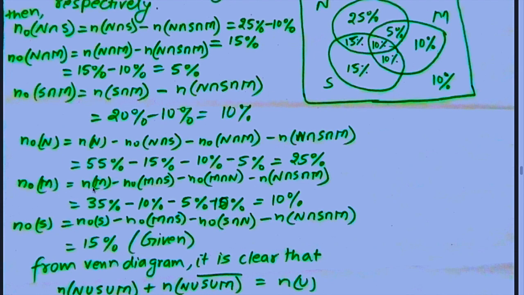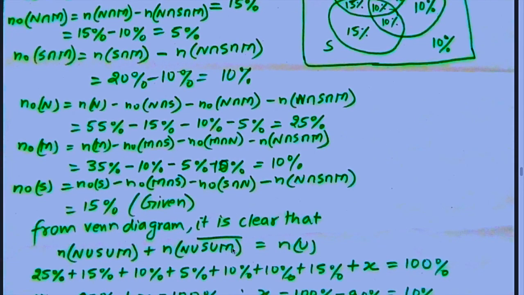For only M, n(M only) equals n(M) minus n(M ∩ S only) minus n(N ∩ M only) minus n(N ∩ S ∩ M). We have M is 35, so 35% minus 10% minus 5% minus 10% equal 10%. For only S, n(S only) equals n(S) minus n(N ∩ S only) minus n(M ∩ S only) minus n(N ∩ S ∩ M). This is 15%, as given in the question.